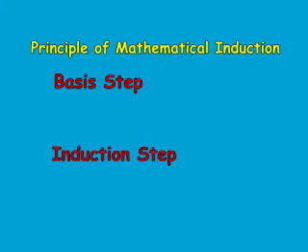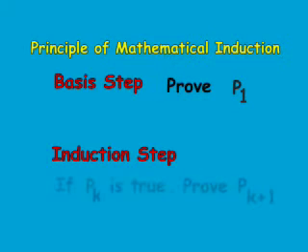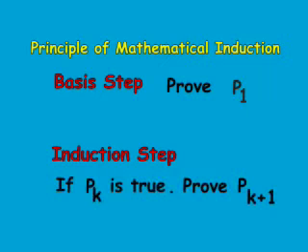In more detail, if P sub k is some proposition we need to prove, where k is natural, we first prove the basis step, that P sub 1 is true, and then we prove the inductive step. Assume that P sub k is true for some arbitrary k. Derive from here that P sub k plus 1 is also true, and therefore P sub k is valid for all k natural.